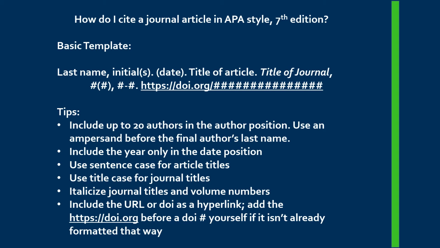Use sentence case for article titles. This means only the first word, proper nouns, and the first word after a colon or other punctuation, such as periods, question marks, or em dashes, will be capitalized. Journal titles, on the other hand, use title case, meaning you capitalize all major words. Finally, when including the URL or DOI, make sure to format them as live links.